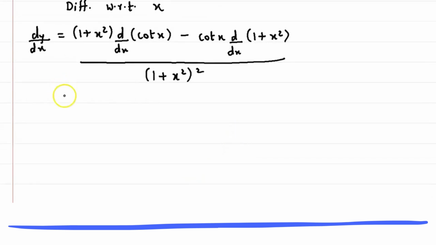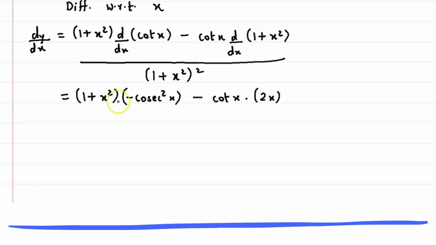Now further we obtain 1 plus x square times, now derivative of cot x is minus cosec²x, minus cot x into, now here we apply the addition rule, derivative of 1 is 0 and derivative of x square is 2x. So cot x into 2x, the whole thing divided by 1 plus x square the whole square.